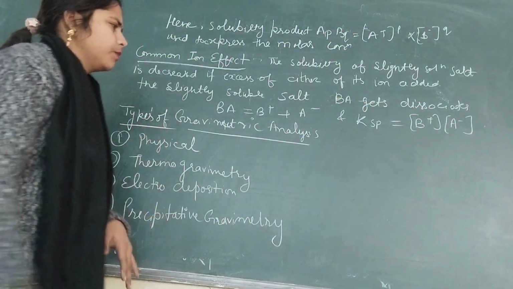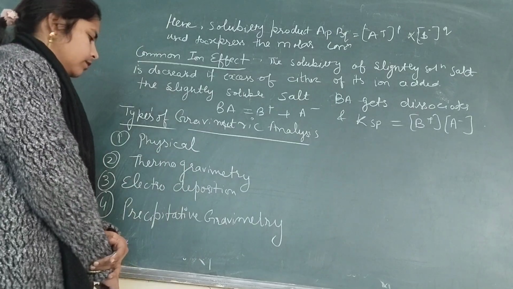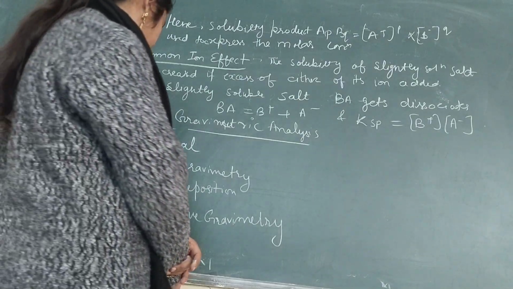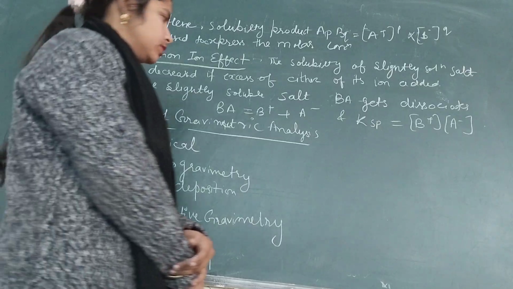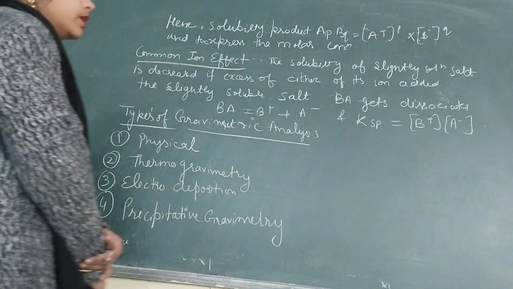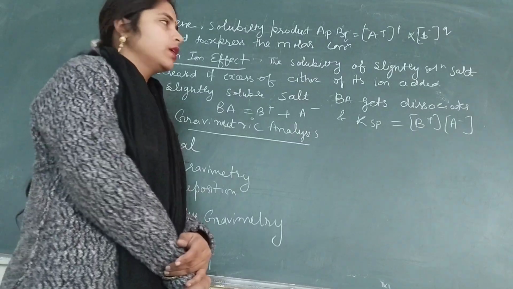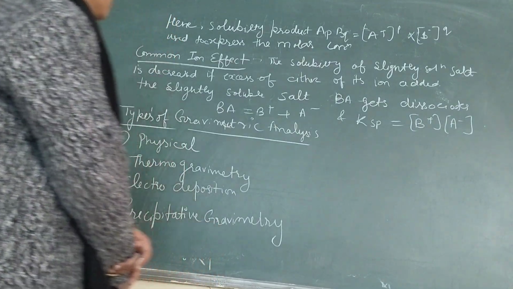There are four types of gravimetric analysis: physical, thermogravimetry, electrodeposition, and precipitation gravimetry. So these are the types of gravimetric analysis. In today's class I discussed the types of gravimetric analysis and the common ion effect.